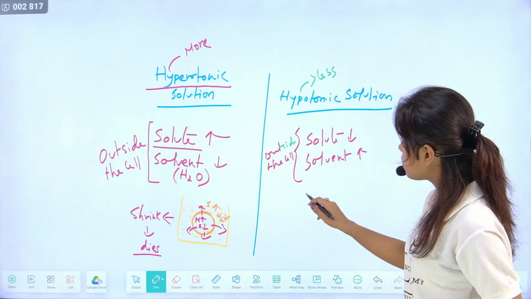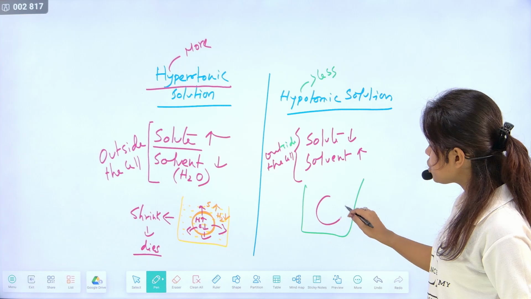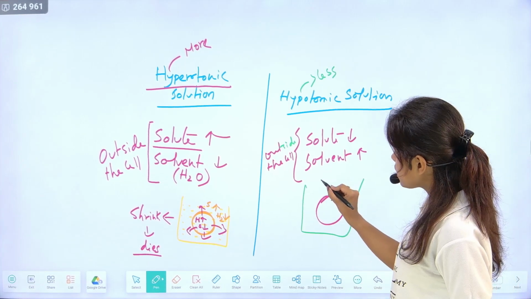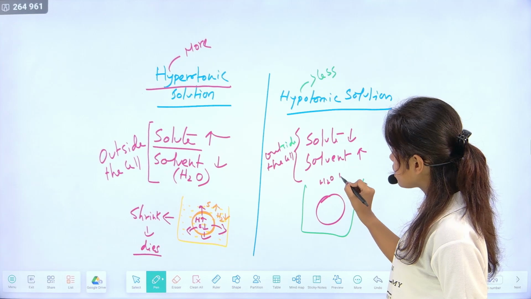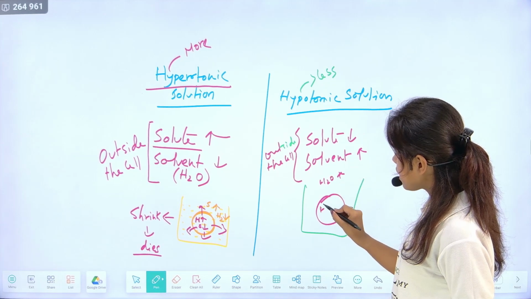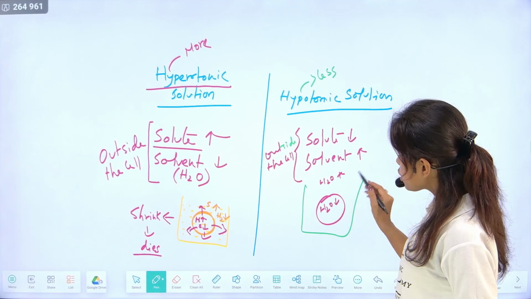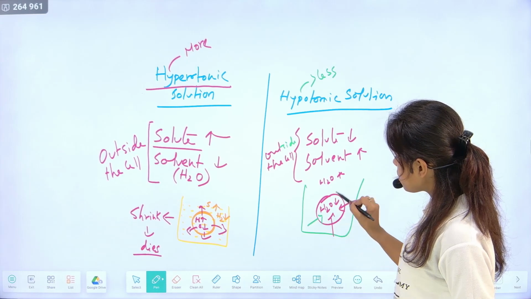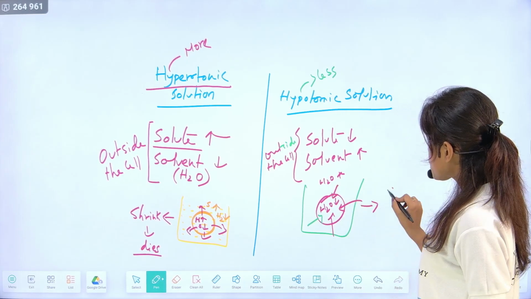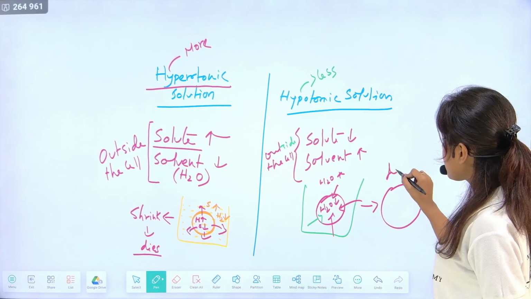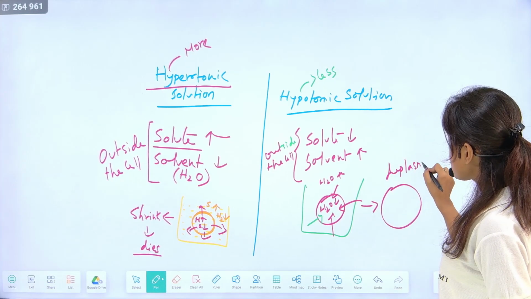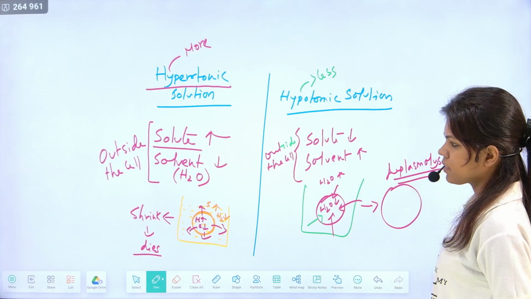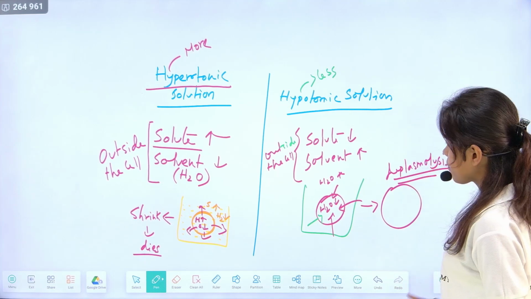But when we place some cell in a hypotonic solution, the opposite phenomenon will take place. Hypotonic solution means outside the water is higher, inside water is lower. So water will come inside. In the surrounding medium, the water will come inside. The cell will swell up. We can say deplasmolysis will take place.